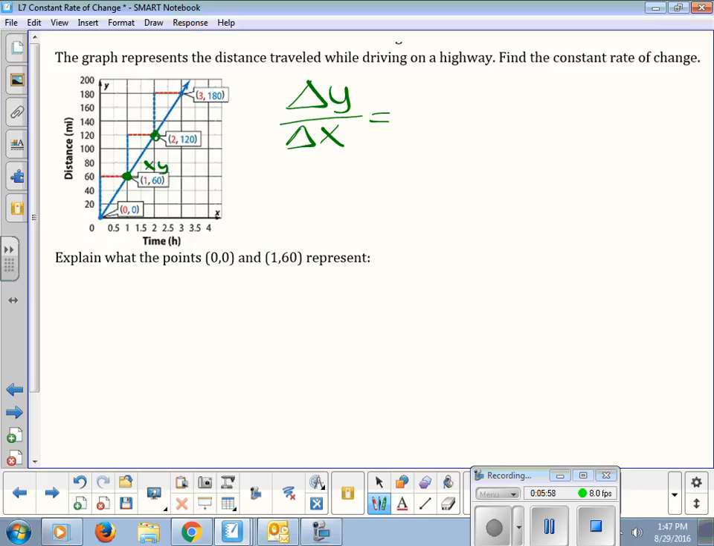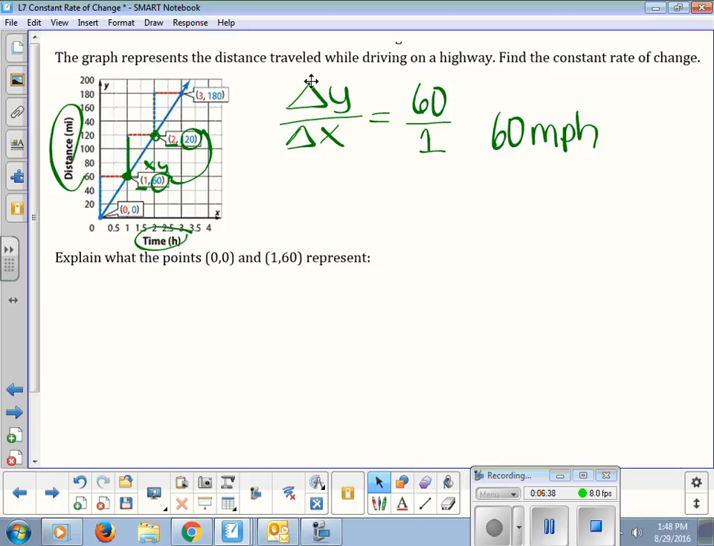60. And if we're changing, we're going from 60 to 120. What are we changing? Are we adding or subtracting? Adding, and how many? 60. So that's my change in y. My change in x, I'm starting at 1 and I'm going over to 2. Am I adding or subtracting? Adding, and what am I adding? 1. So we have 60 over 1, which means 60 miles per 1 hour.